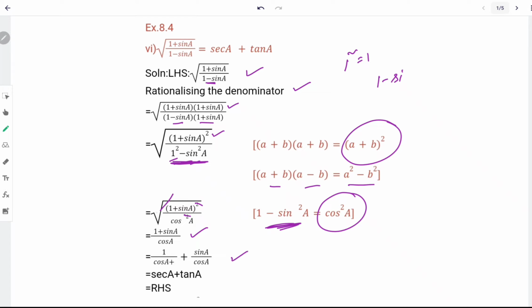So next, the final step, just separating the denominator, okay? 1 by cos a, and then sine a by cos a. Right, then 1 by cos a, what is it? 1 by cos a equals sec a. And then sine a by cos a gives us tan a, which is equal to our right hand side.